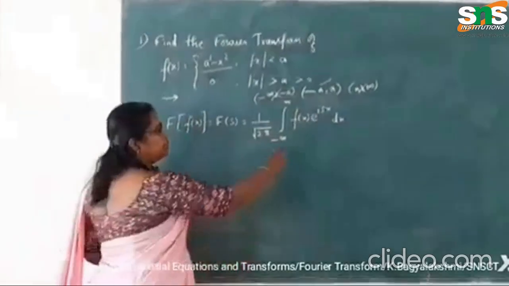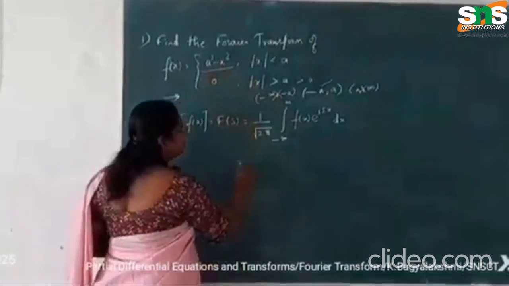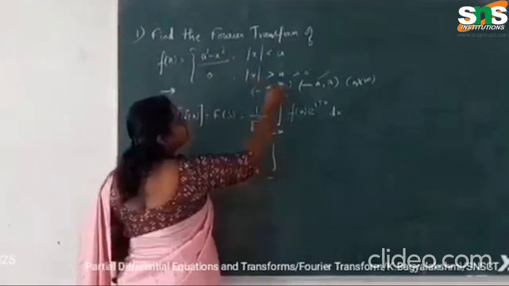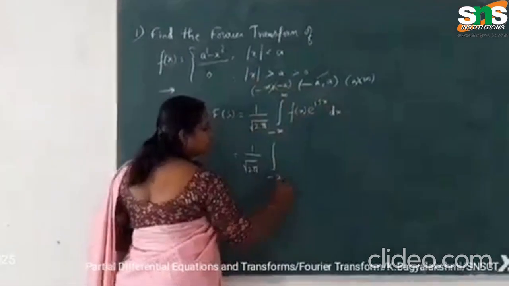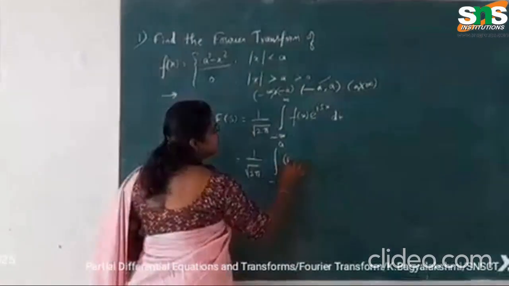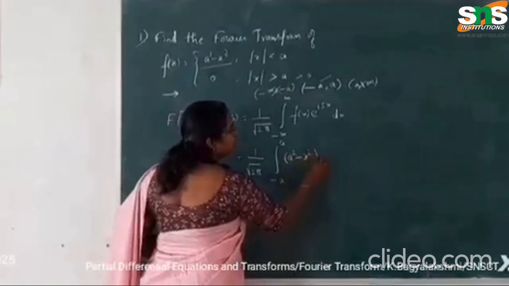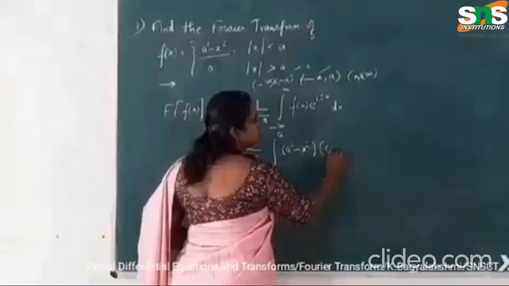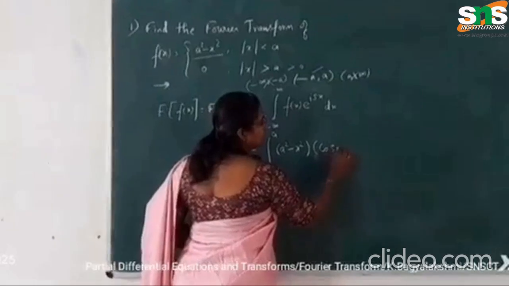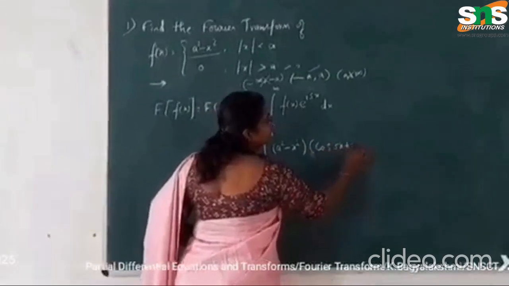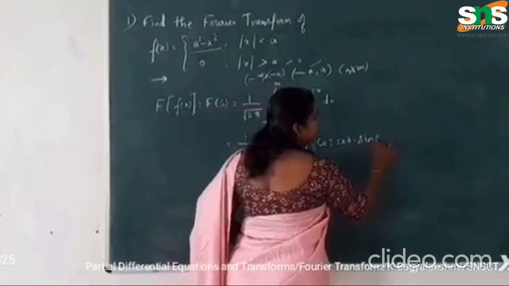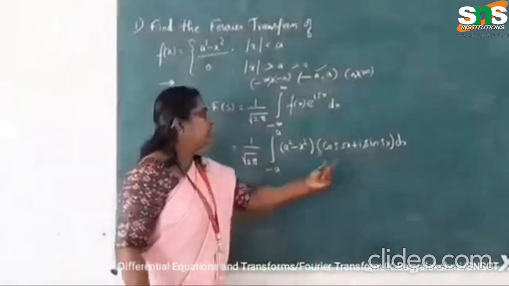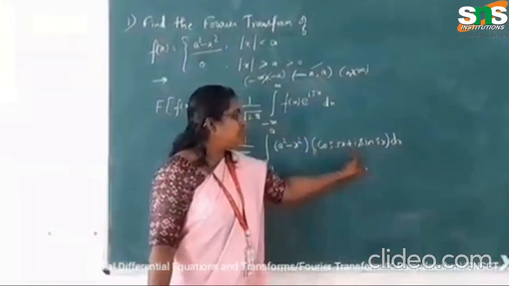Here we can replace this function f(x). So 1 divided by root of 2π integral, where the limit is restricted to minus a to a, of a² − x² into e^(isx). We can expand this term: e^(isx) is cos sx plus i sin sx, into dx.